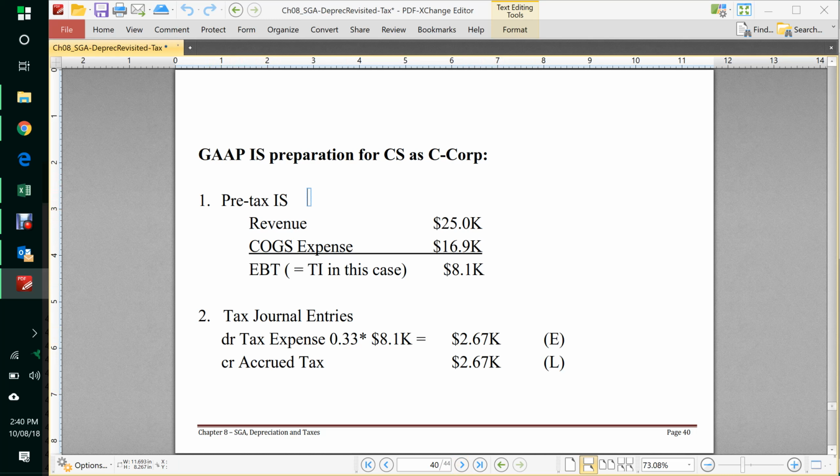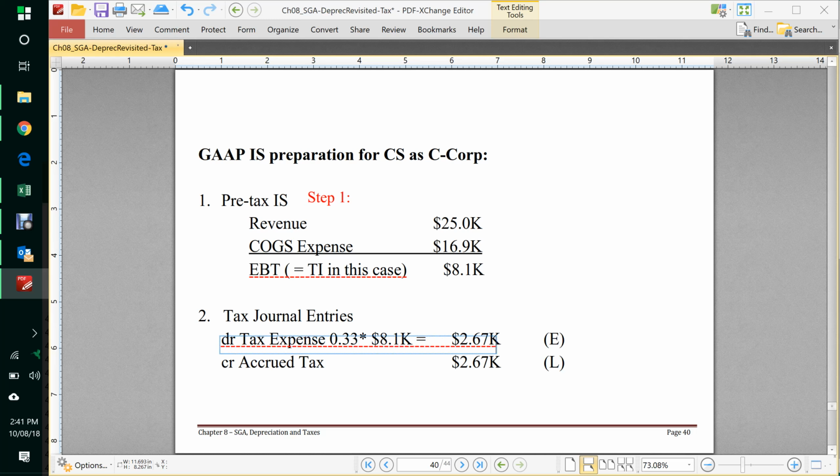Step number one is that you do everything except for tax. So we have our revenue, our expenses, that's our earnings before tax. And in this simple case, let's say it's exactly the same, that's taxable income. So now the IRS says you have to pay tax on that, 33% in their case, on that $8,100. So that's the next step: you make the journal entries for paying tax.